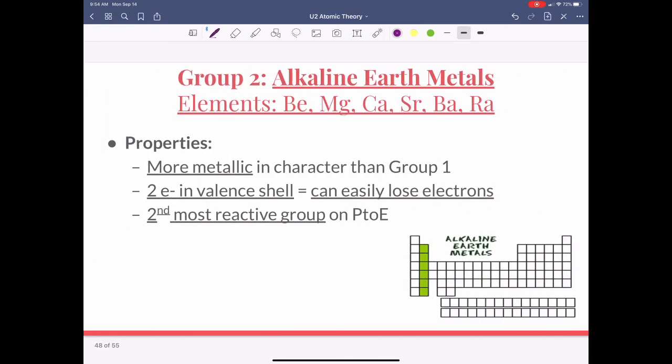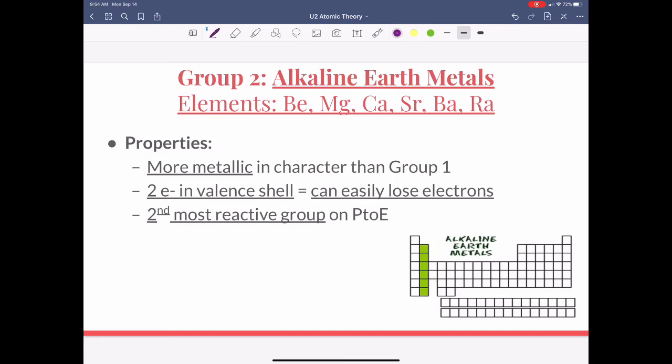Group 2, we call them alkaline earth metals. They're a little bit more metallic in character than group 1 was, and they have 2 electrons in their valence shell, meaning they want to easily lose some extra electrons. We'll get into that more next class and as we get into bonding, but just to give you a precursor to what we're going to talk about, that second group wants to easily lose those electrons.